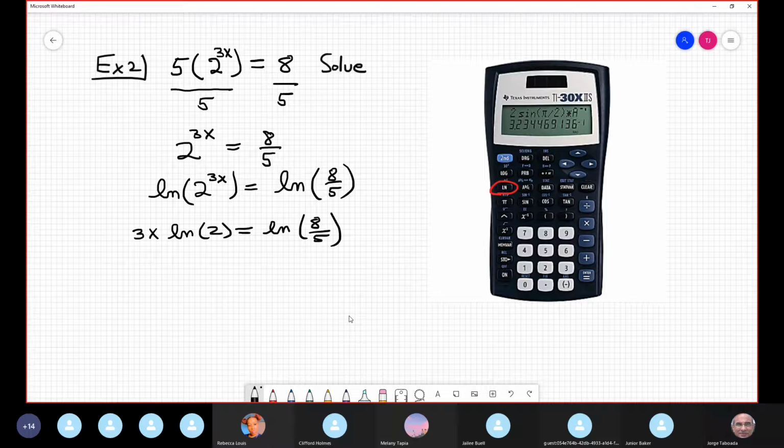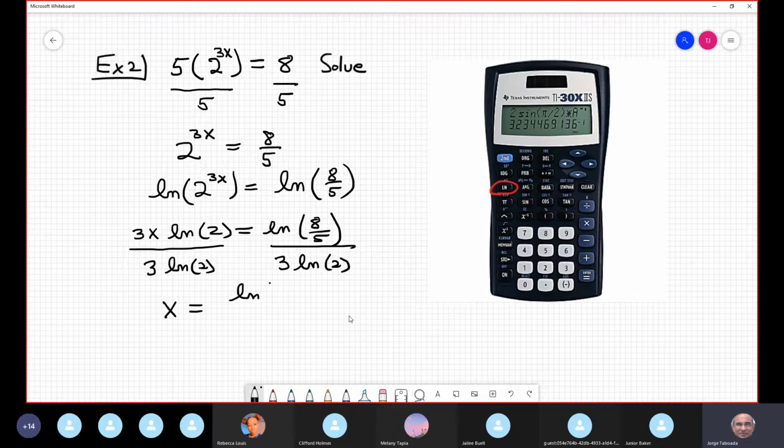3x ln 2 equals ln of 8 over 5. And finally, solve for x. So I propose you divide both sides by 3 ln 2. It's just a number that I can do in the calculator. So x alone is equal to ln of 8 over 5 divided by 3 times, the operation in between. Normally when an arithmetic symbol is missing, it's because it's times. But okay, we put a period, ln of 2. Okay, beautiful. This is my exact answer.